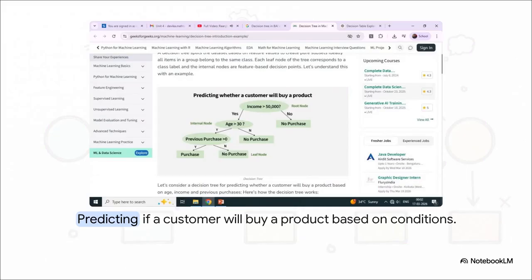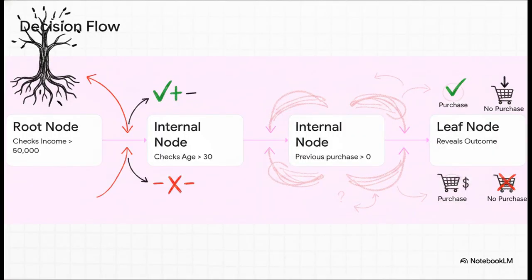A really classic example of this is predicting whether a customer is actually going to buy a product. Instead of relying on this massive, endless text document of business rules, the problem gets mapped out visually. We can predict the final outcome based on 3 sequential conditions. In this specific case, we're looking at income, age, and previous purchase history. Let's walk through how this actually builds.